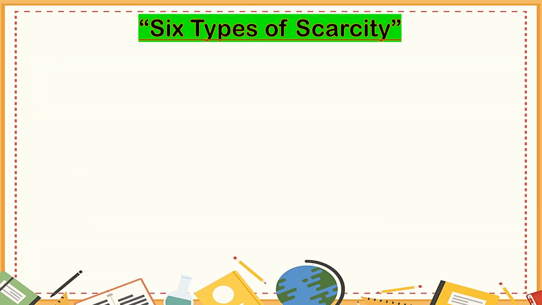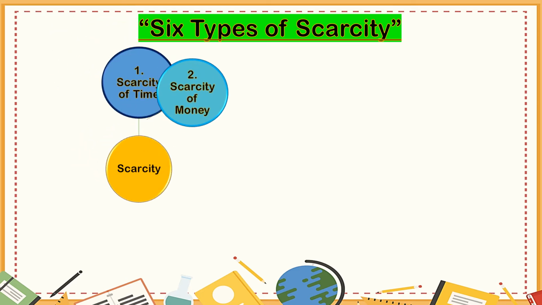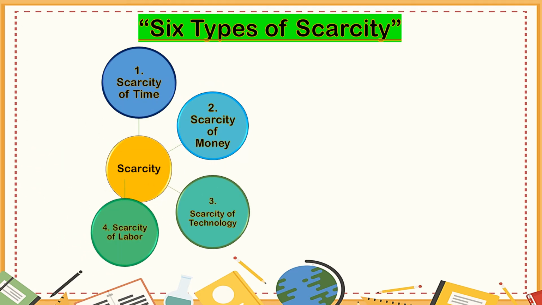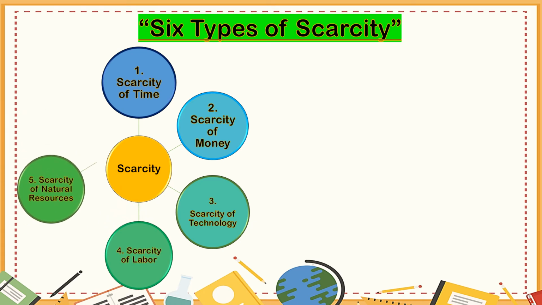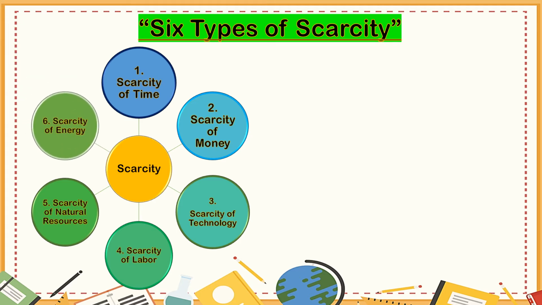Now, class, let us study about the 6 types of scarcity. Again, what is the meaning of scarcity? Means not enough, limited. And there are 6 types of scarcity, or things that are not unlimited, things that are only limited, and it can reach a point that we will not be having these things anymore. So the first one is scarcity of time. Second one, scarcity of money. Third one, scarcity of technology. Fourth one, scarcity of labor. Fifth one, scarcity of natural resources. And the 6th one is scarcity of energy.